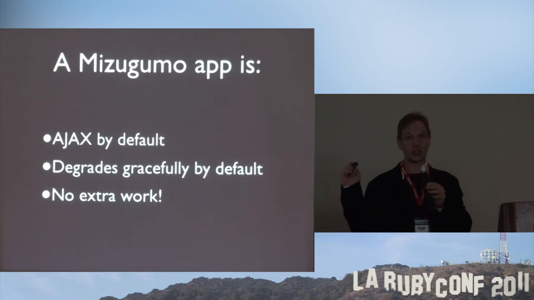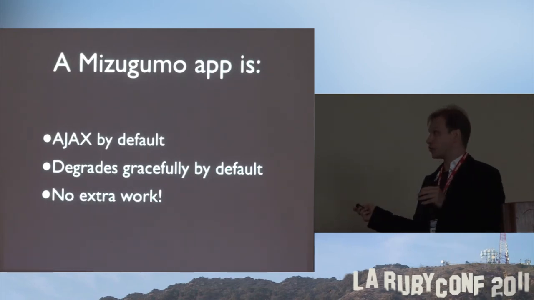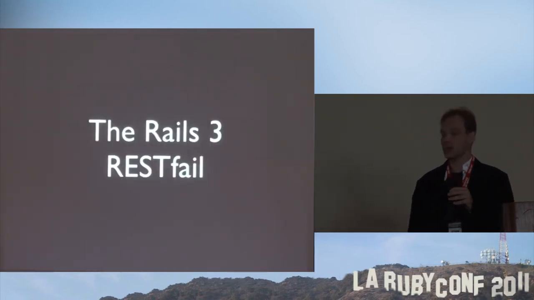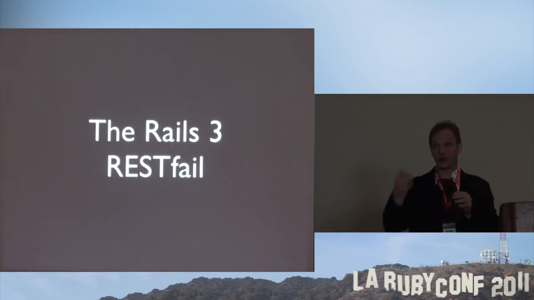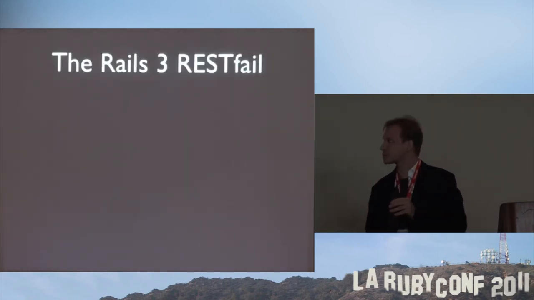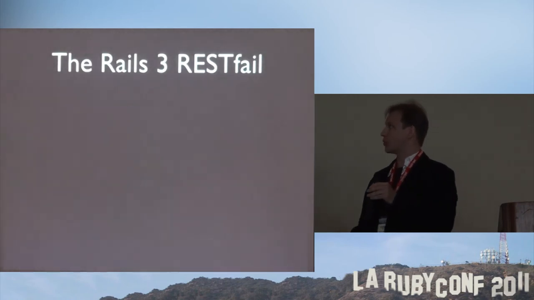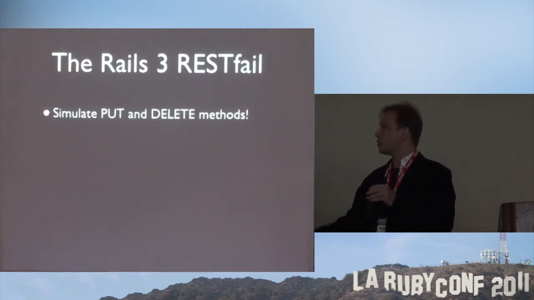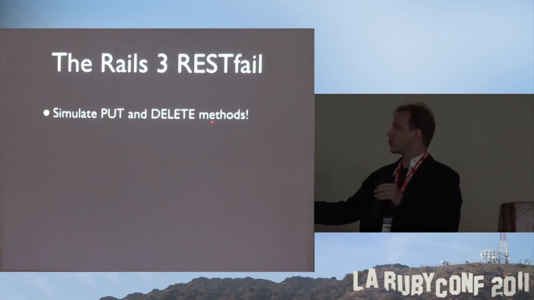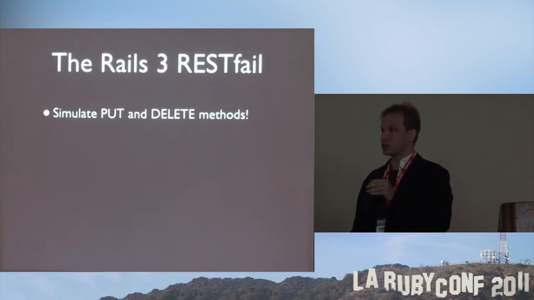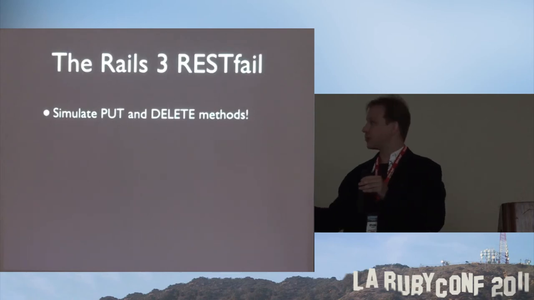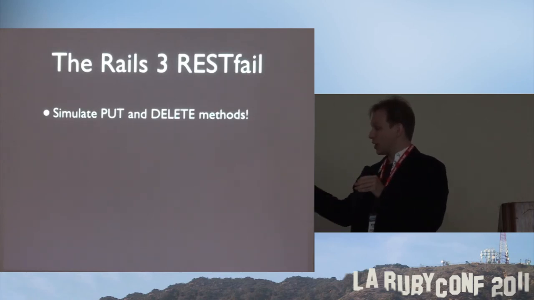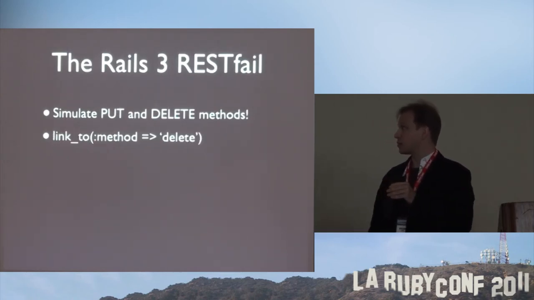So, let's talk about the most important thing that Mizugumo gives you. It gives you a solution to what I call the Rails 3 REST fail. So we all know how REST works in Rails. We simulate put and delete methods, because of course browsers only support get and post. And so we simulate put and delete methods in forms by putting a little hidden variable that tells it what method to treat it as.